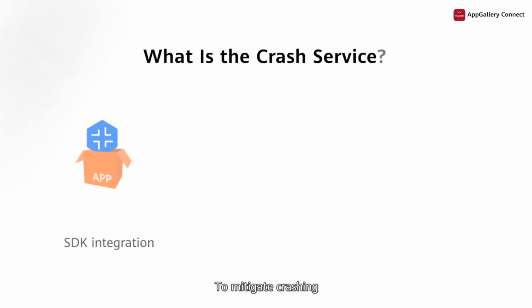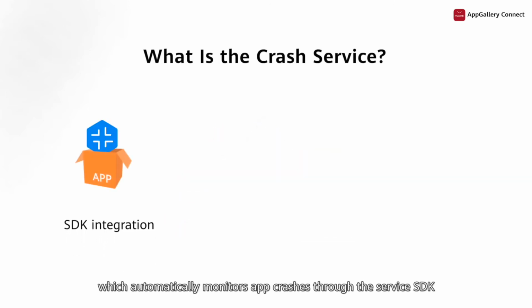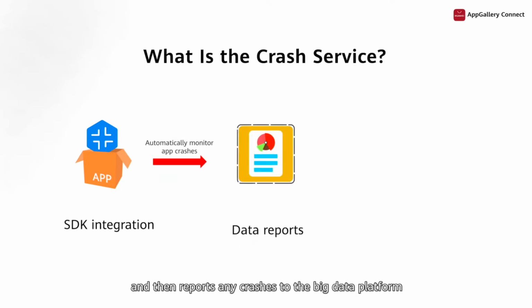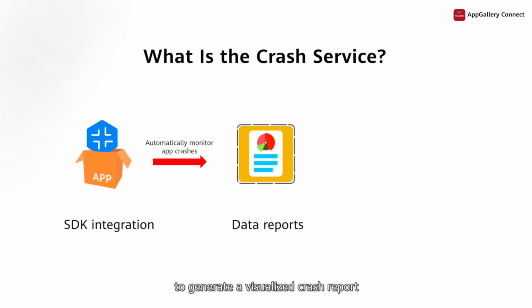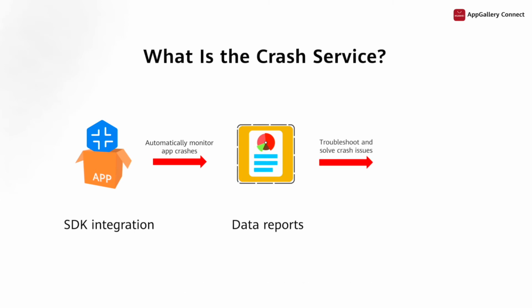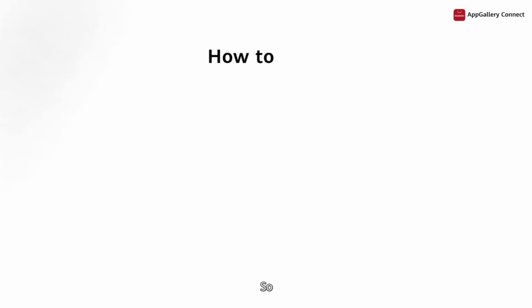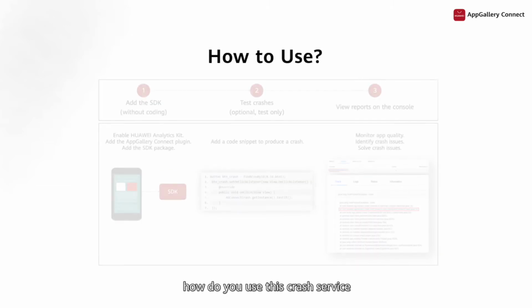To mitigate crashing, we developed the crash service, which automatically monitors app crashes through the service SDK, and then reports any crashes to the big data platform to generate a visualized crash report. You can view the crash report to identify, troubleshoot, and solve crash issues. Pretty handy, right? So, how do you use this crash service?